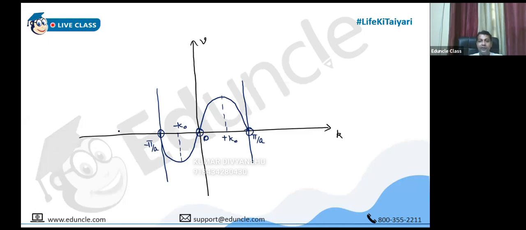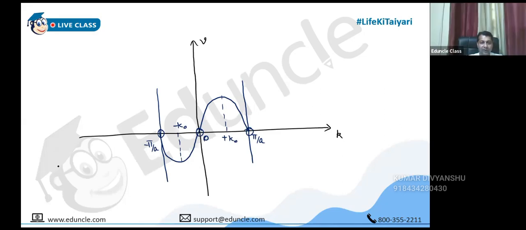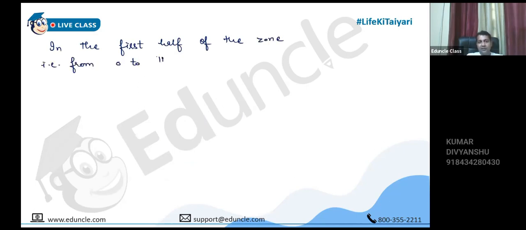Okay, clear? Is it clear? Yes, sir. So let me write a few lines on this so that you are able to remember what is happening actually. So in the first half, means 0 to pi by a, what is happening? At first the velocity of the electron is increasing.